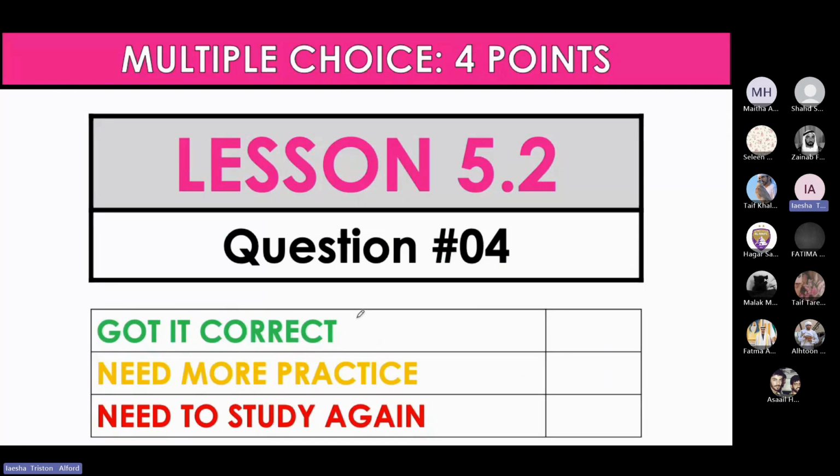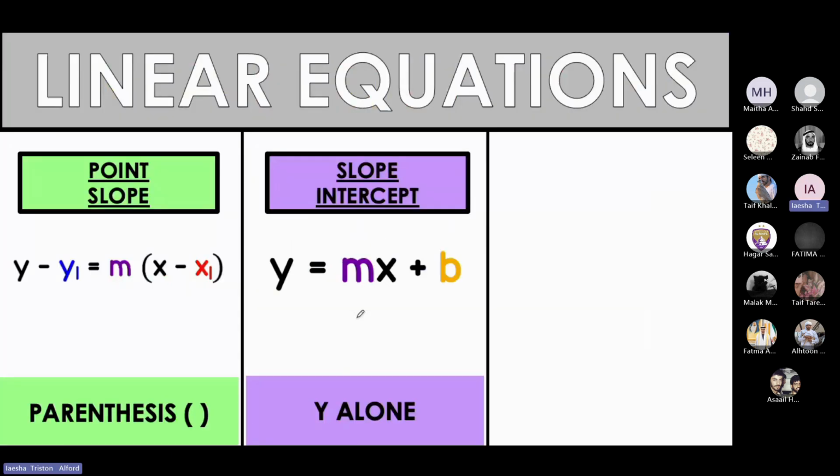Question number 4 is also from lesson 5.2. This one is about how to make point slope into slope-intercept form. So remember, you know point slope because you have parentheses, and you can see slope-intercept because the y is alone.